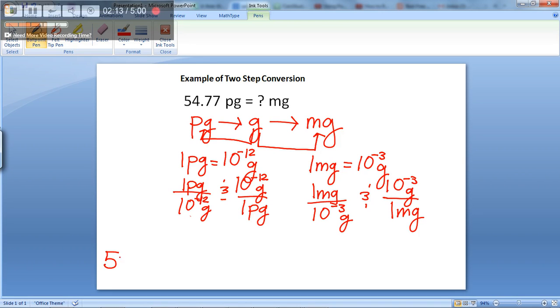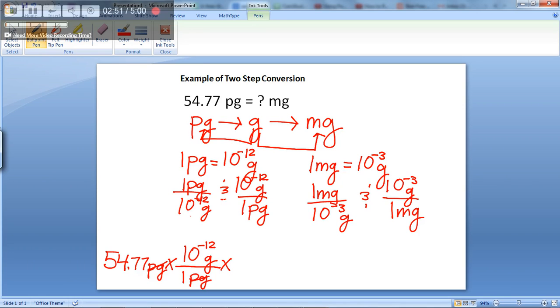So now let's go ahead and start this multiplication process. So we have 54.77 picograms times, I want to use a conversion factor that allows me to get rid of picograms and keep grams, so that would be this one right here. So 1 pg and 10 to the minus 12 g at the top. Picograms and picograms cancel.